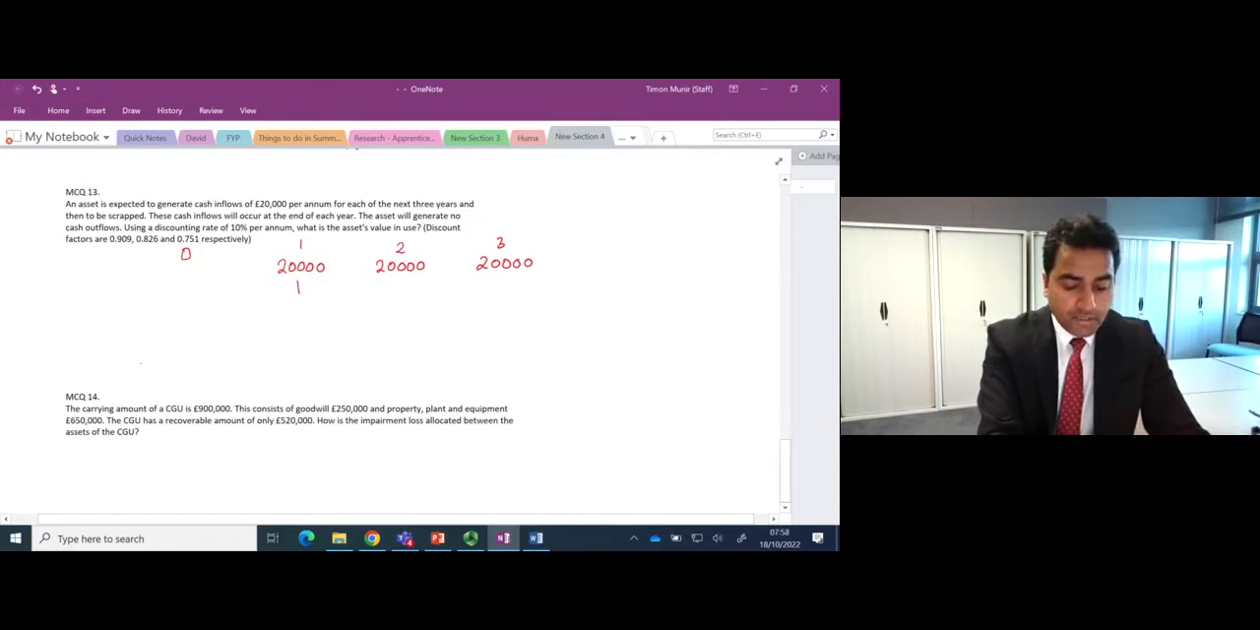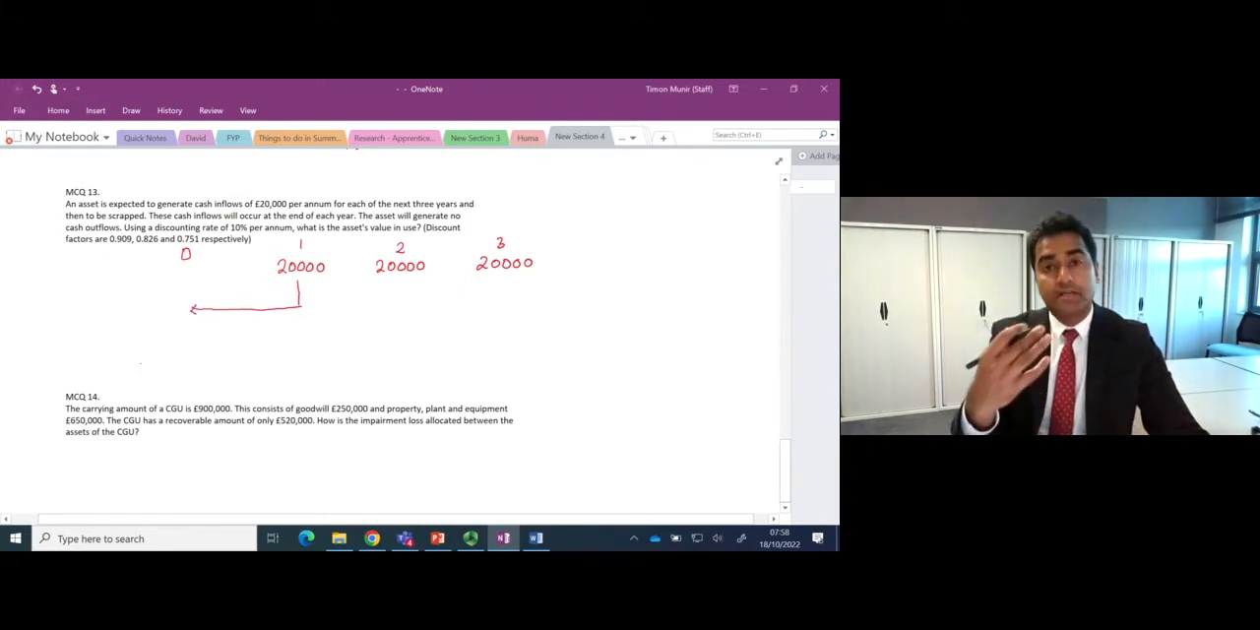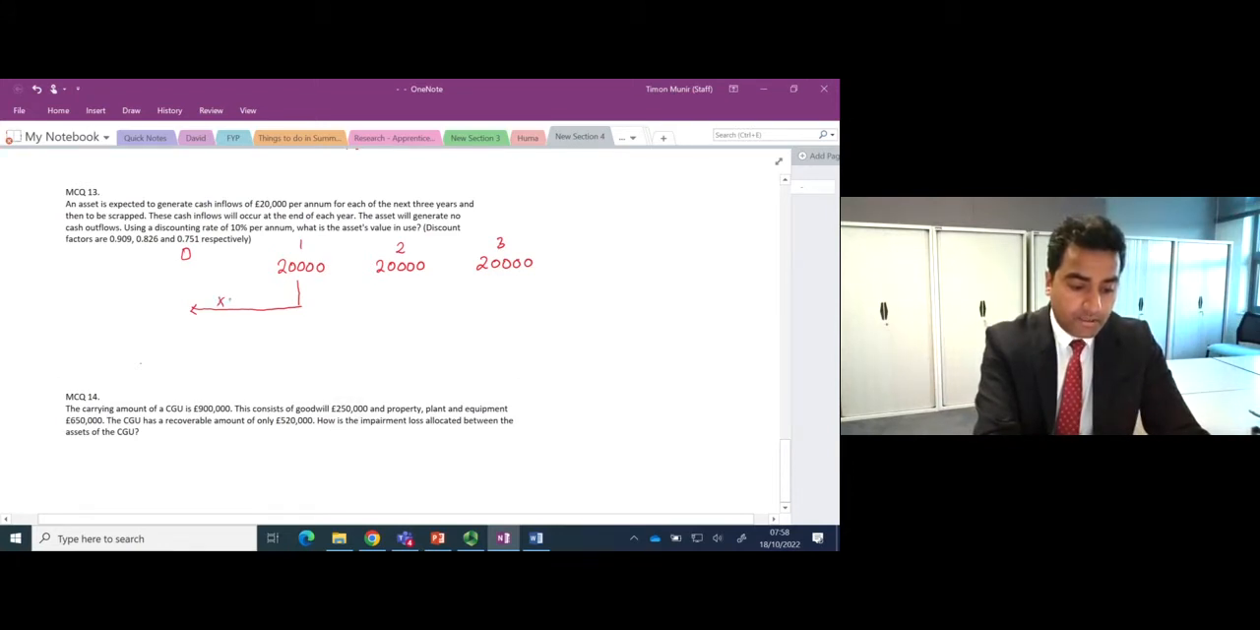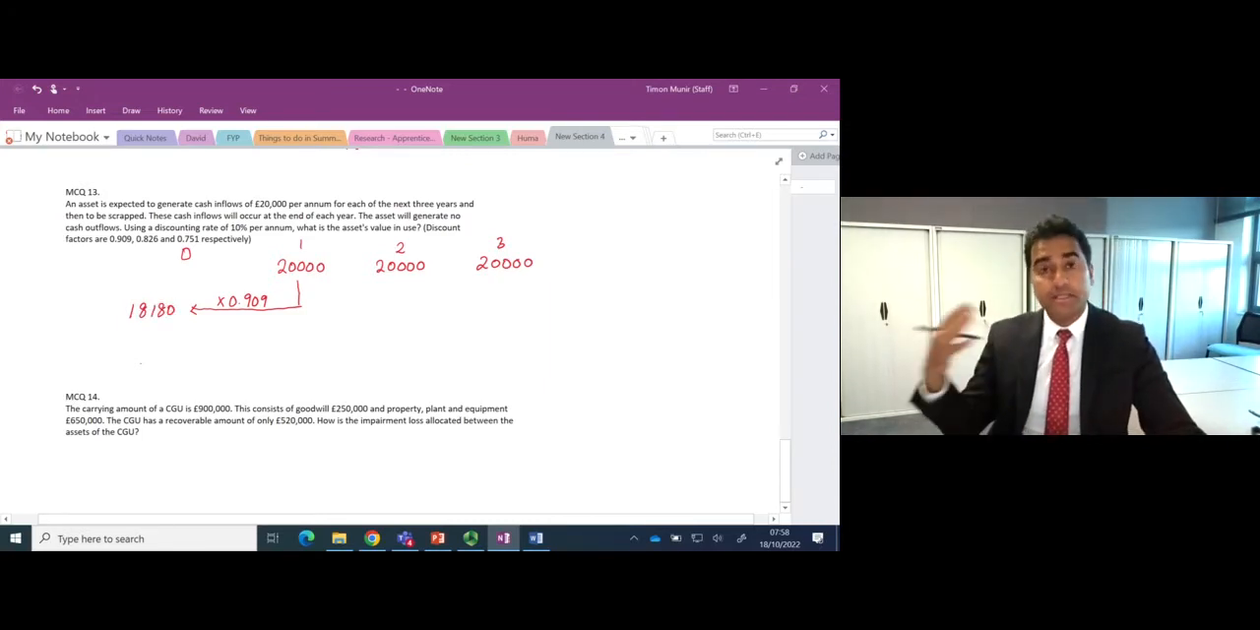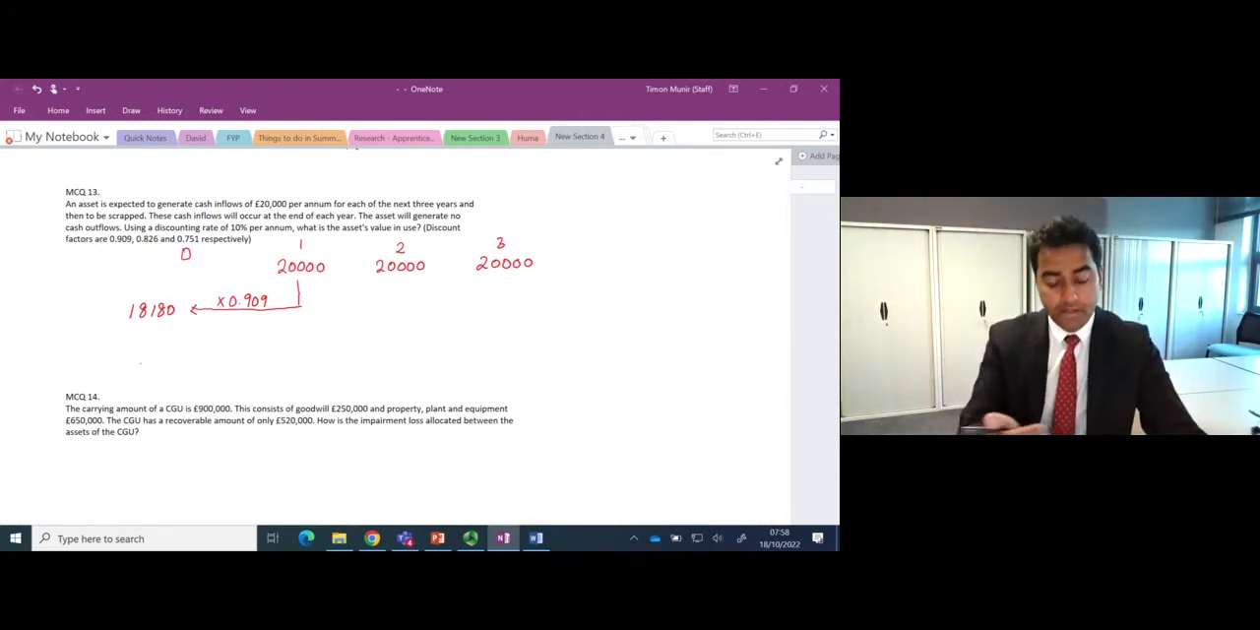So we will be trying to find out what is the value of this 20,000 which we are going to earn in 1 year's time, and what is the value of this 20,000 in today's term. So we'll multiply it by the discount factor, which is 0.909, and the value is 18,180. So the value of this 20,000 which I'm going to earn in 1 year's time, its value is 18,180 in today's term.